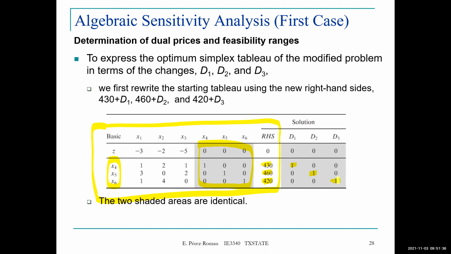If you notice, these 2 shaded areas are identical: 0, 0, 0. This first column for X4 and D1 is the same. The second column for X5 and D2 is the same. The third column for X6 and D3 is the same. So the idea is that I can illustrate that, and you can see what we are doing and how that connects with the initial tableau.